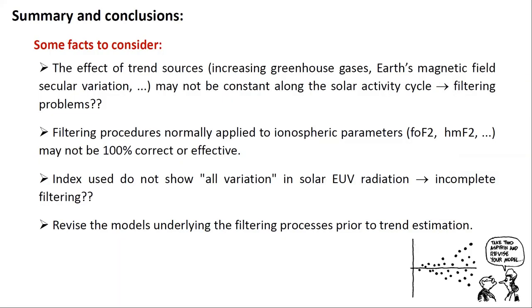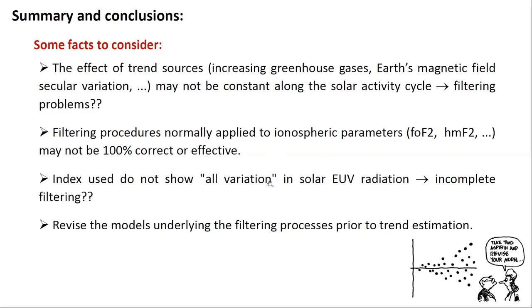Okay, as a summary, and I don't know how I am with the time, but some facts to consider are that the effects of trend sources, like increasing greenhouse gas concentration, Earth's magnetic field secular variation, and others, may not be constant along the solar activity cycle, so they may raise some problems. The filtering procedures normally applied to ionospheric parameters may not be 100% correct or effective.